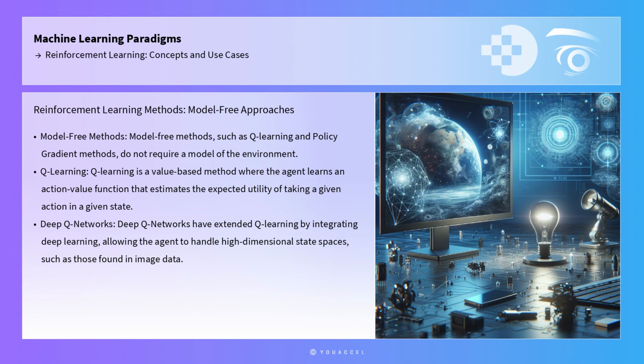The learning process in RL can be broadly categorized into model-free and model-based methods. Model-free methods, such as Q-learning and policy gradient methods, do not require a model of the environment. Q-learning, a type of temporal difference learning, is a value-based method where the agent learns an action value function that estimates the expected utility of taking a given action in a given state and following a particular policy thereafter. Deep Q networks have further extended Q-learning by integrating deep learning, allowing the agent to handle high-dimensional state spaces, such as those found in image data.